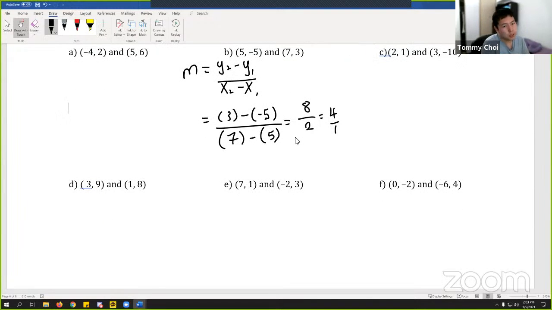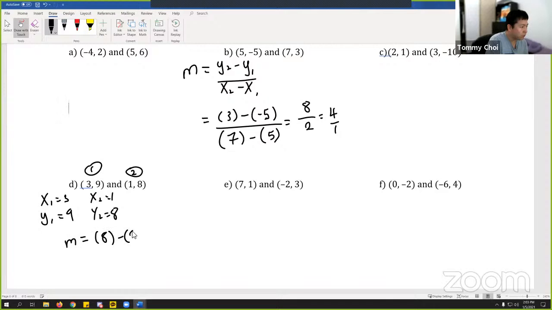A lot of answers that I was getting DM'd on Zoom was like people mixing up the numbers, right? So you got to be careful. So once again, indicate, oh, this is point 1, this is point 2, x1 is 3, y1 is 9, x2 is 1, y2 is 8. Like it's tedious. It takes a longer period of time, but at least you're not getting it wrong when you plug it into the formula. So when we plug it in correctly, we get 8 minus 9, and 1 minus 3. This will give us -1 over -2. Two negatives make a positive, so it's just +1 over 2.